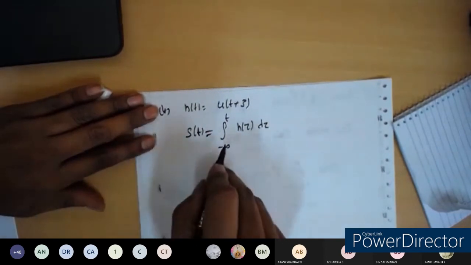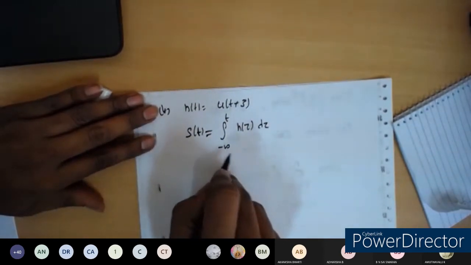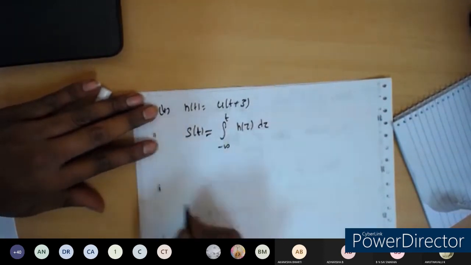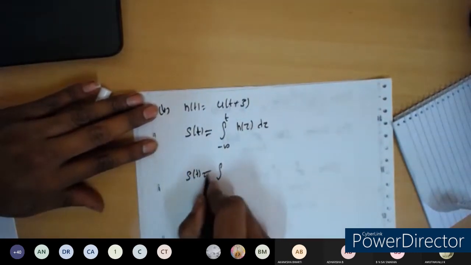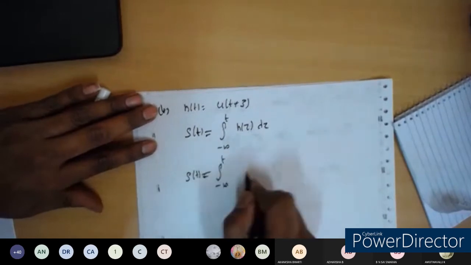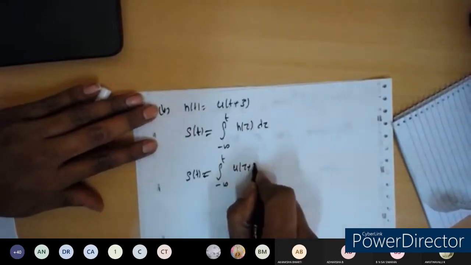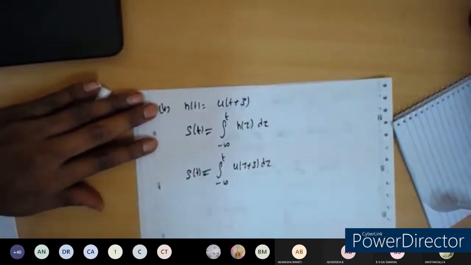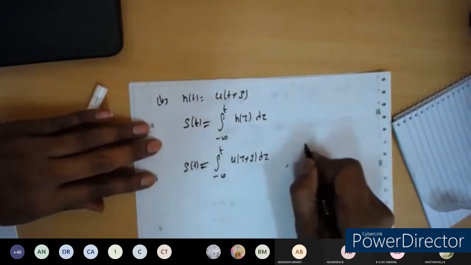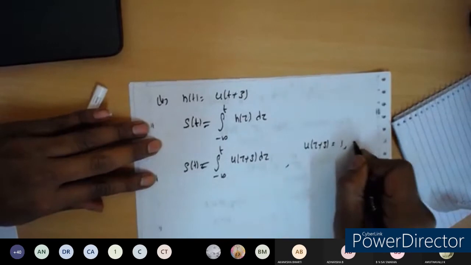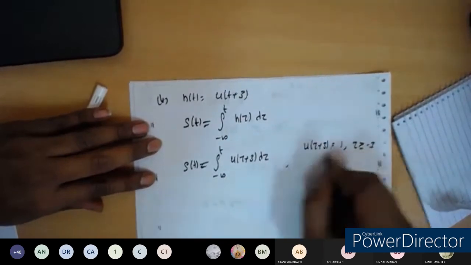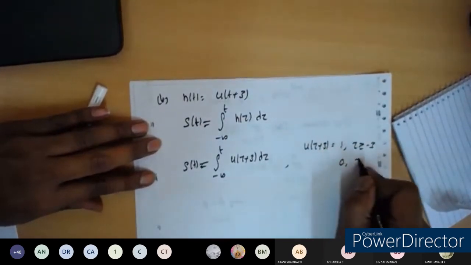Let us write the generalized formula so that it will become easy. Now let us substitute. S of t is equal to the integral from minus infinity up to t of u of tau plus 3 d tau. So we know that u of tau plus 3 is equal to 1 for tau greater than or equal to minus 3, because already we know this one, so that's why I'm writing directly.